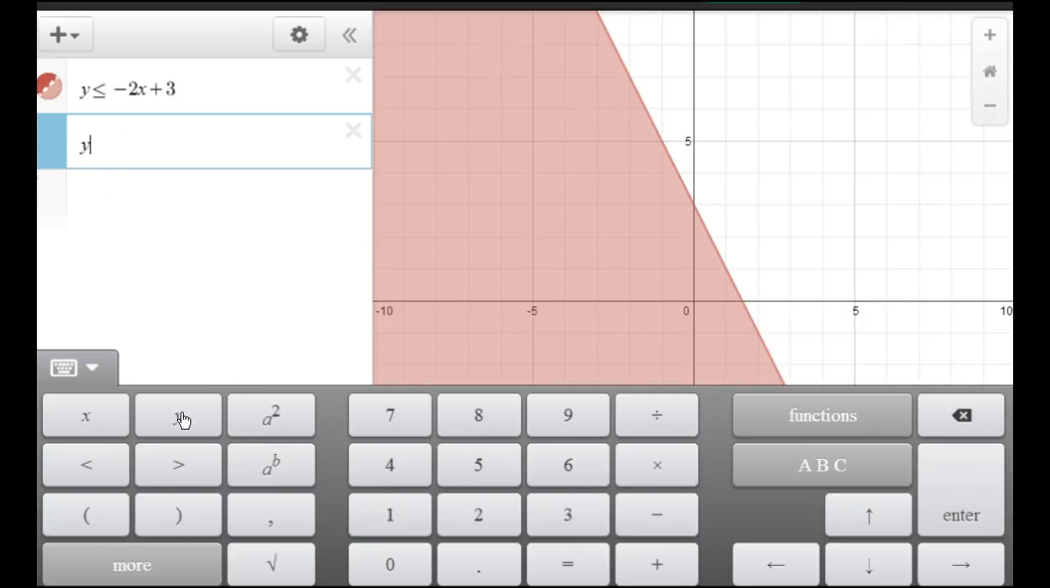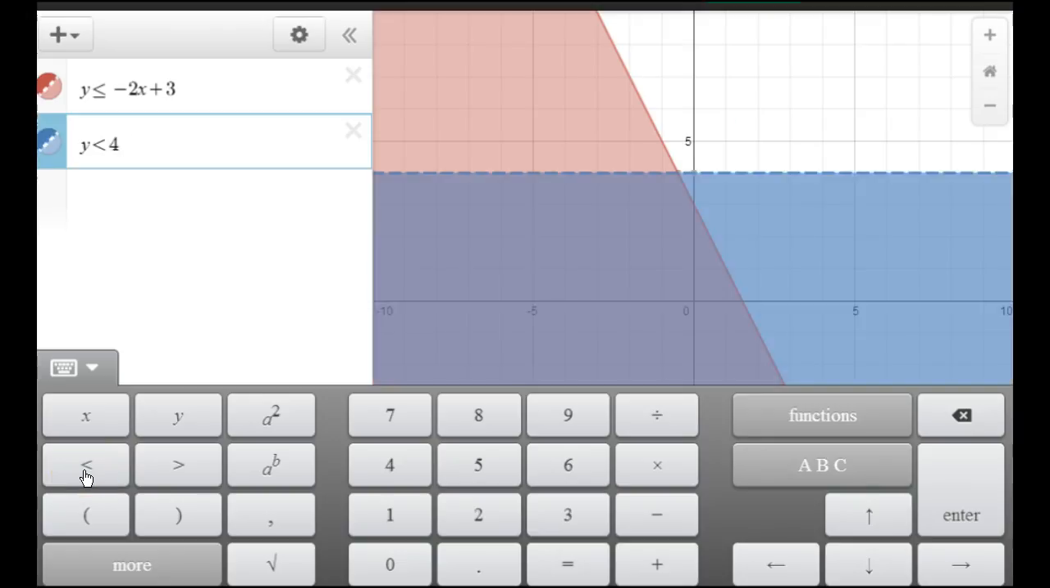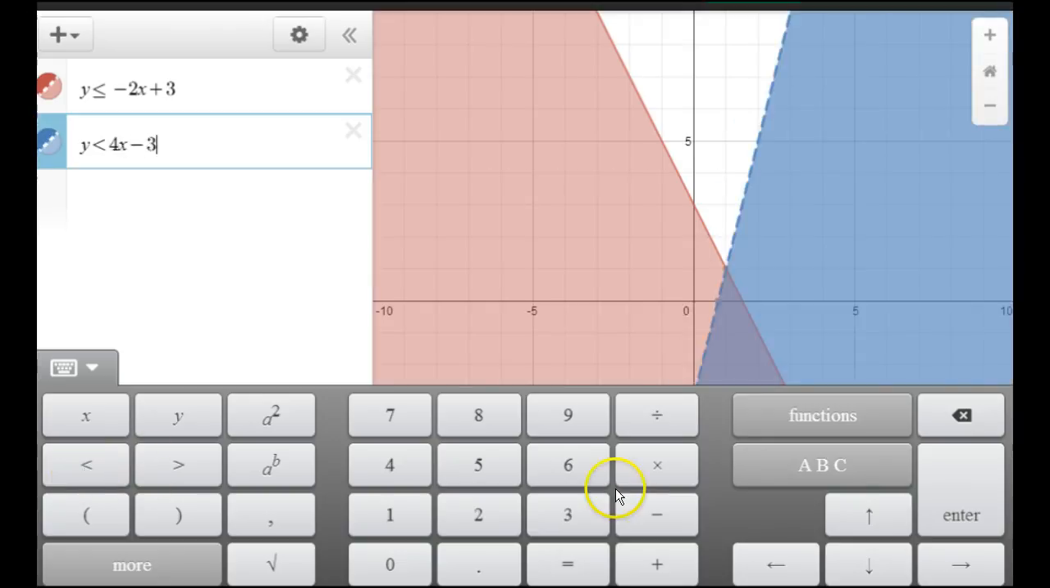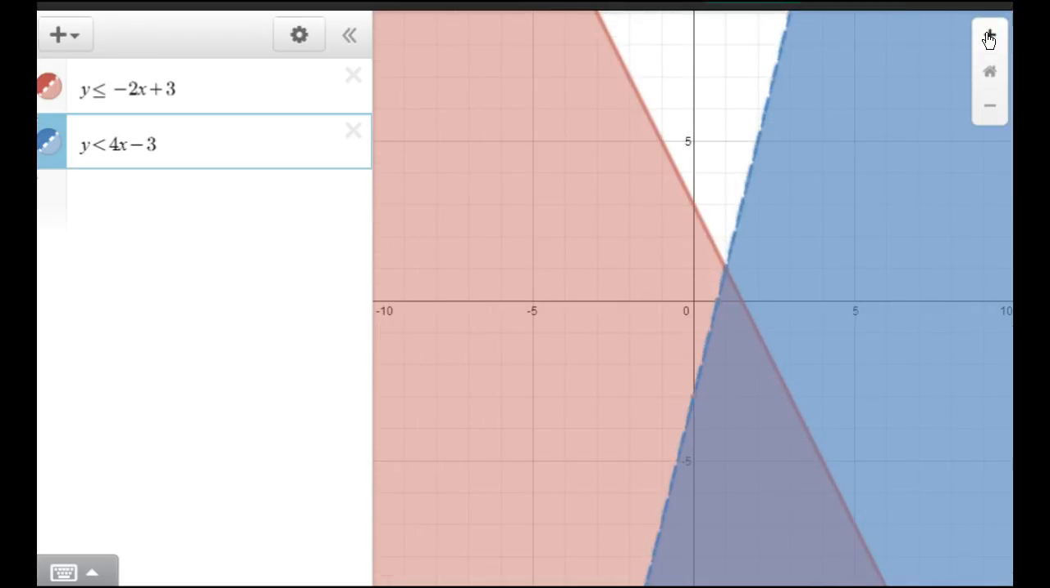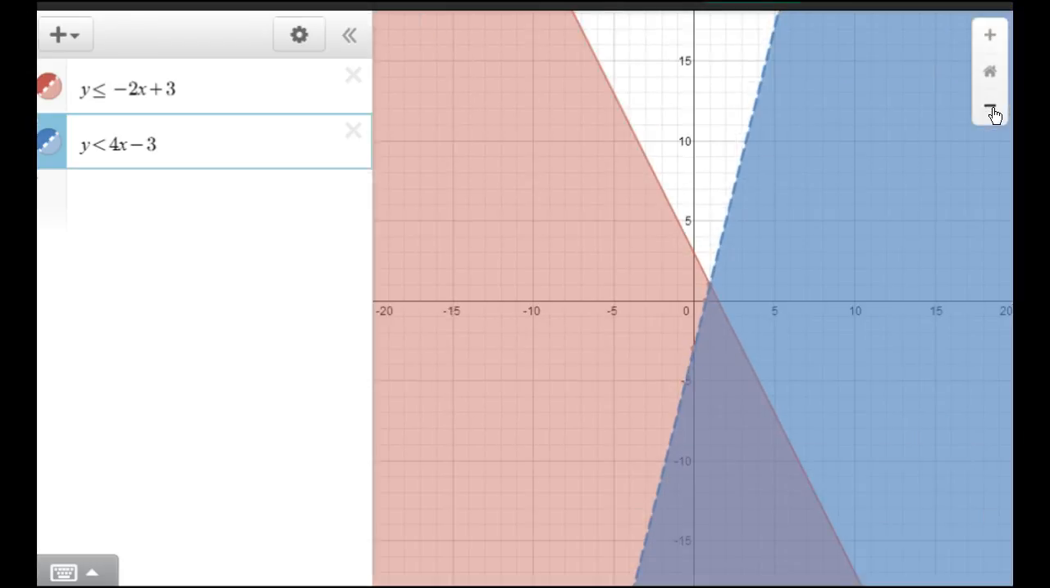Okay. And we can click right below it and do y is less than 4x minus 3. Okay. And that'll give us a full shot of what our graph should look like. So everybody has that? And that should be what you have on your paper as well.